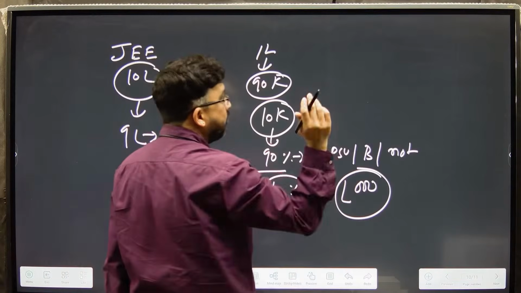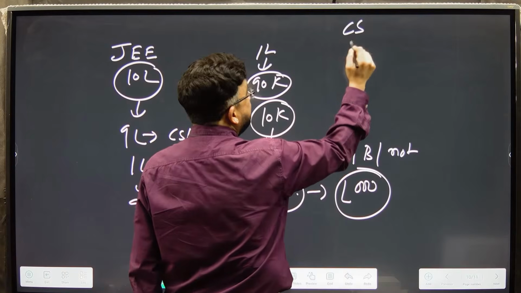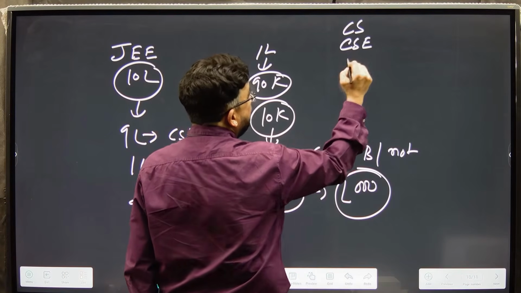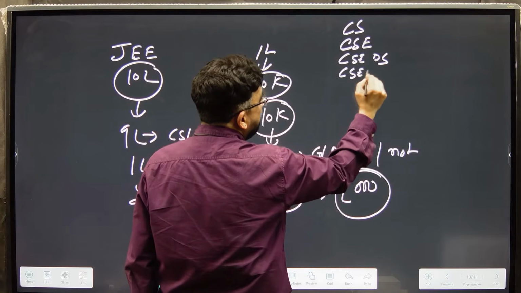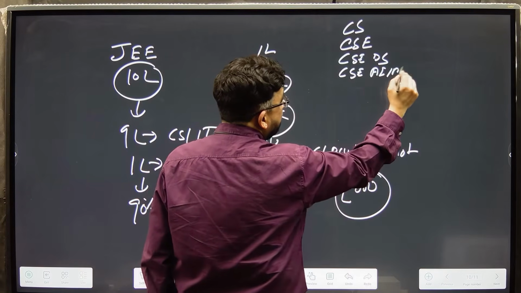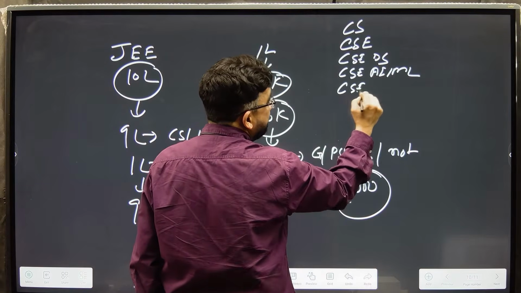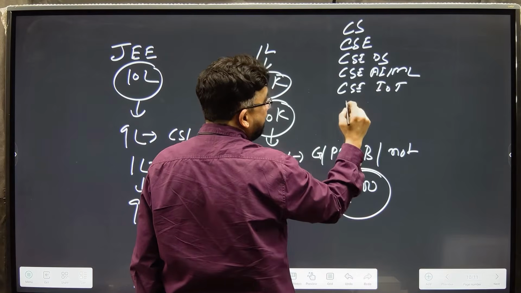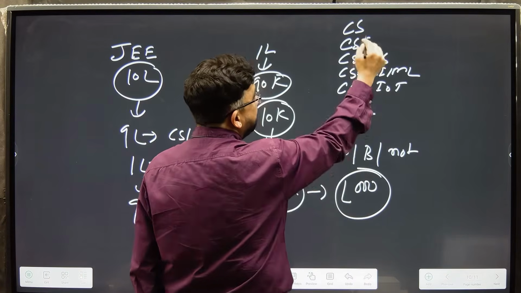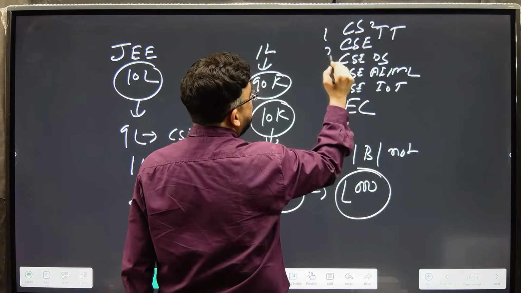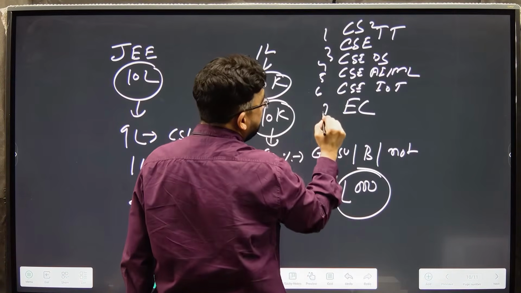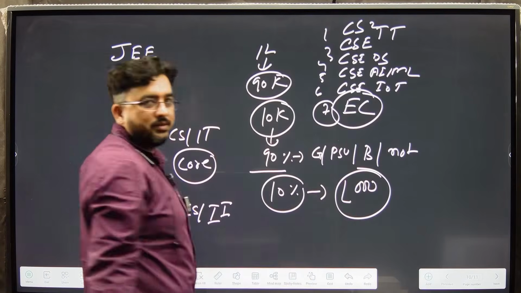There are a total of 7 domains. One is computer science, one is computer science and engineering, then computer science in data science, computer science in AI/ML, then computer science in IoT, and in the last EC will come. Somewhere IT will also come in the picture. So 1, 2, 3, 4, 5, 6. We are at number 7.